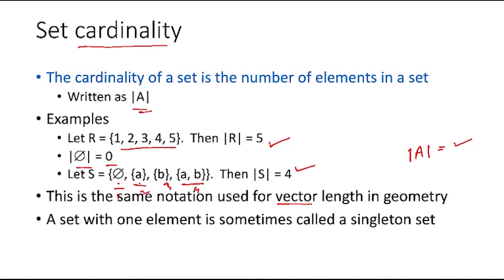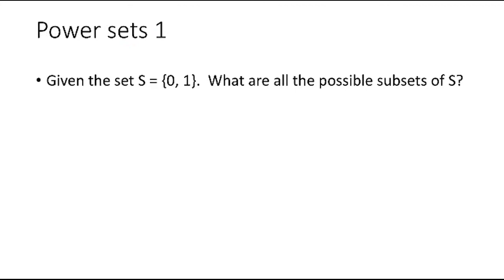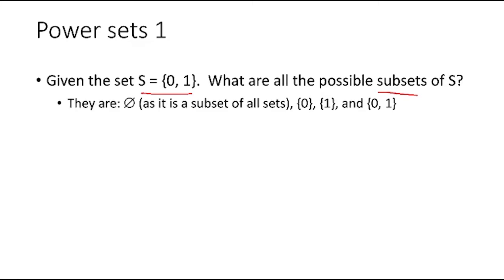A set with only one element is known as a singleton set. Singleton means single, number one only. Power set. What is the meaning of power set? We take an example: S is equal to 0 and 1. What are the possible subsets of S? What elements are possible? So we know that the first element will always be a null set, right? Already we have studied this, right? Then we can take singleton sets 0 or 1, and the complete set 0, 1.